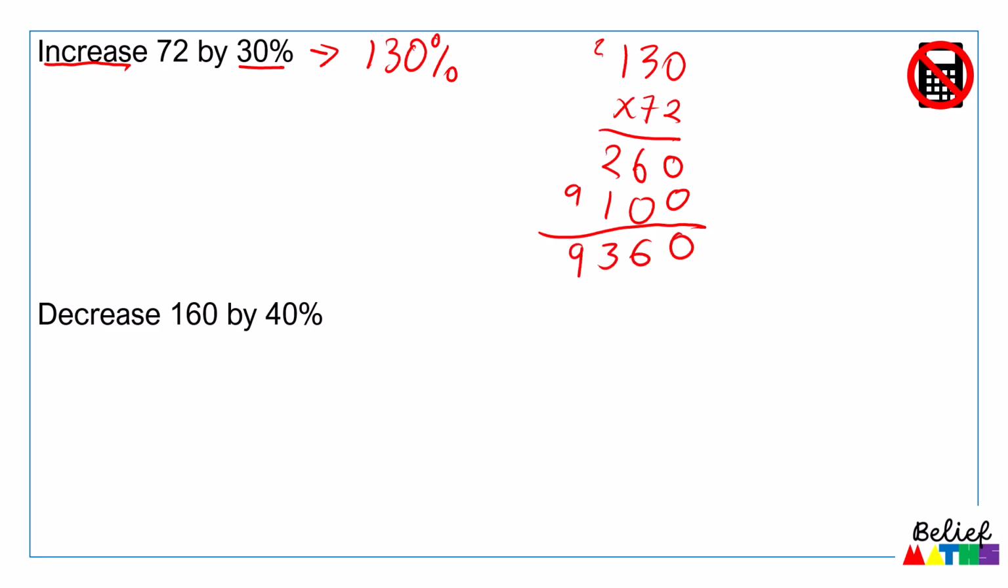Okay, now what we do is 9,360 divided by 100, which gives us 93.6 or 93.60. Similar in the next one.